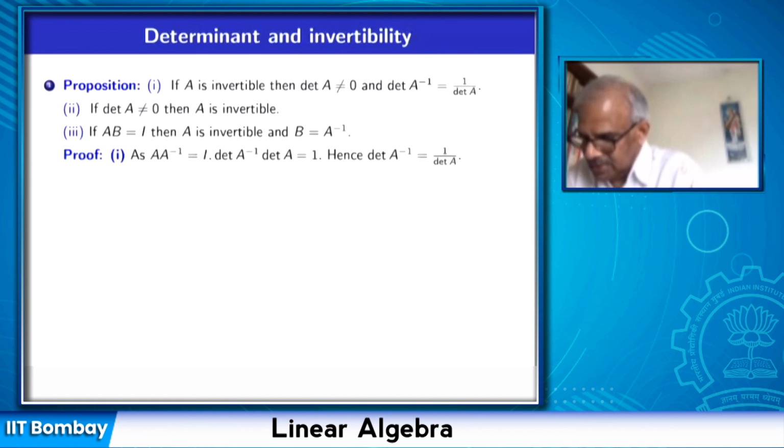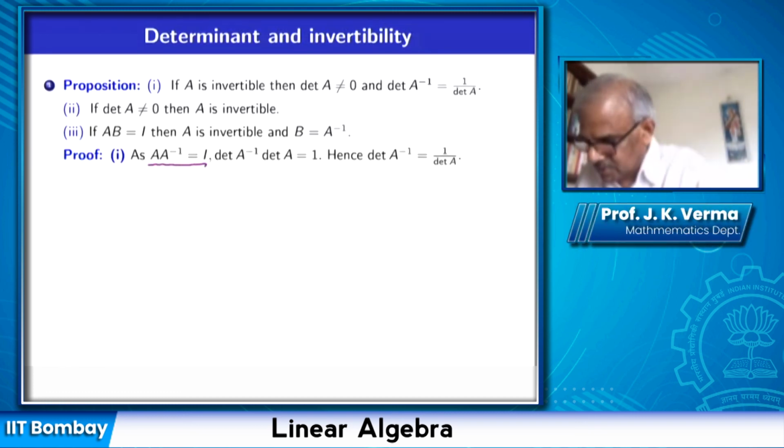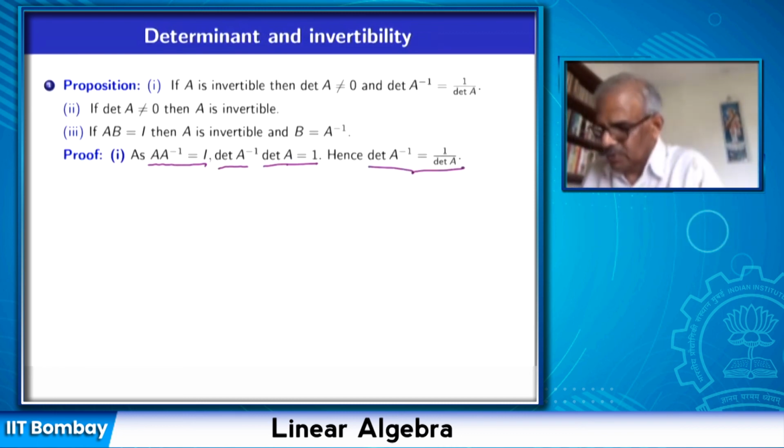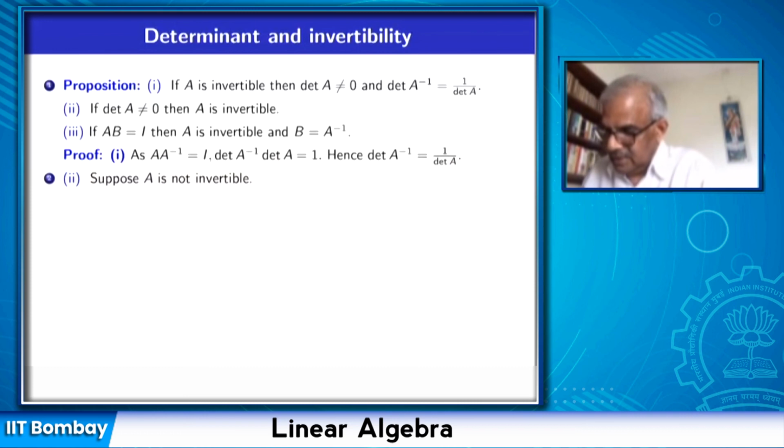Okay, so let's look at part 1. It says that if A is invertible, then the determinant is not zero. So if A is invertible, then I have A times A inverse is the identity. The determinant of a product of two matrices is the product of determinants. So it says determinant of A inverse times determinant of A is 1. And therefore, determinant of A and determinant of A inverse are reciprocals of each other. Now, part 2, we assume that the determinant is not zero. We want to prove A is invertible.